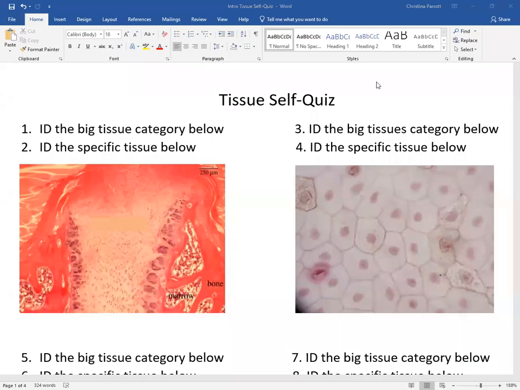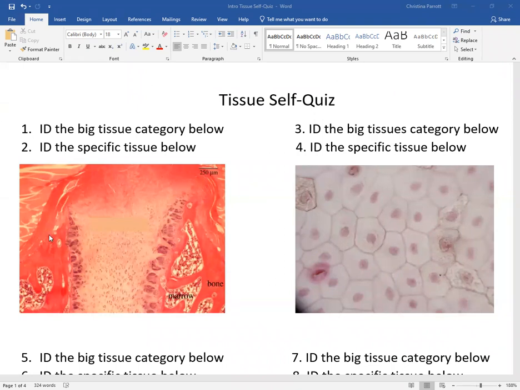Okay, I'm gonna walk you through this tissue self-quiz that you can do on your own at home. It's just to help you gauge whether or not you really know these tissues or not. So we've scrambled up all the epithelial tissues, the connective tissues, muscle tissues, and nervous tissues all up together. And we've asked you for each tissue, 1, what is the big tissue category? And 2, what is the specific tissue name?